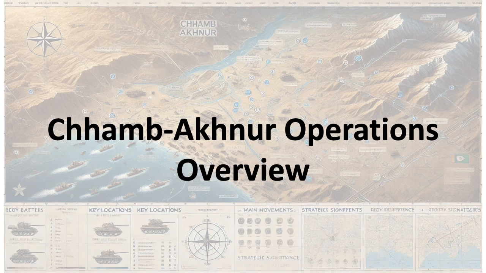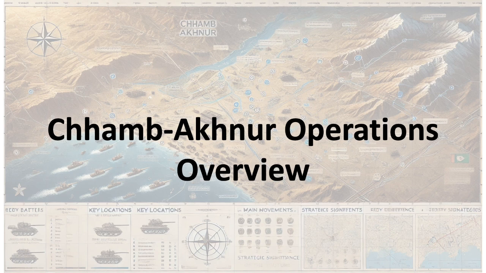Friends, let me start by highlighting the significance of the Cham Akhnur operation in the context of the 1947-48 conflict. This operation was a crucial part of the early military engagement between India and Pakistan, immediately following India's independence. The Cham Akhnur sector was a strategic region, and the operation conducted there had far-reaching implications for both military tactics and territorial control. What was the purpose of this operation?